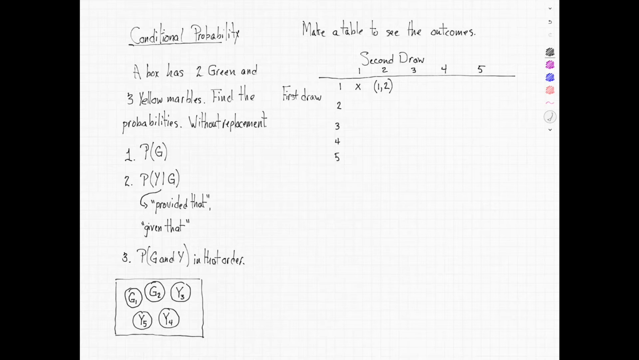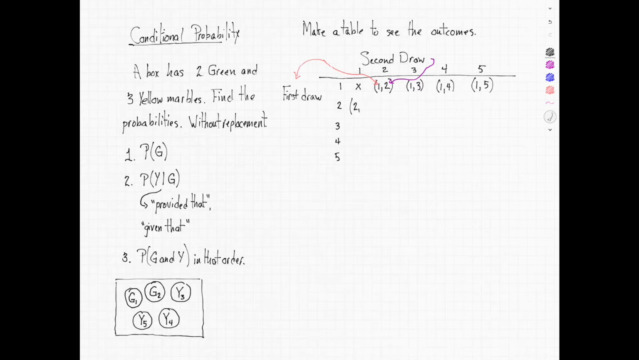So we're going to record what happens here as an ordered pair. The first number will represent the first draw, and the second draw will always be the second number. So we'll use that ordered pair format. My next draw would be 1, 3, meaning I got a green one and then a yellow one, and then I have 1, 4, meaning a green one and then a yellow one, and again a green one and the yellow number 5.